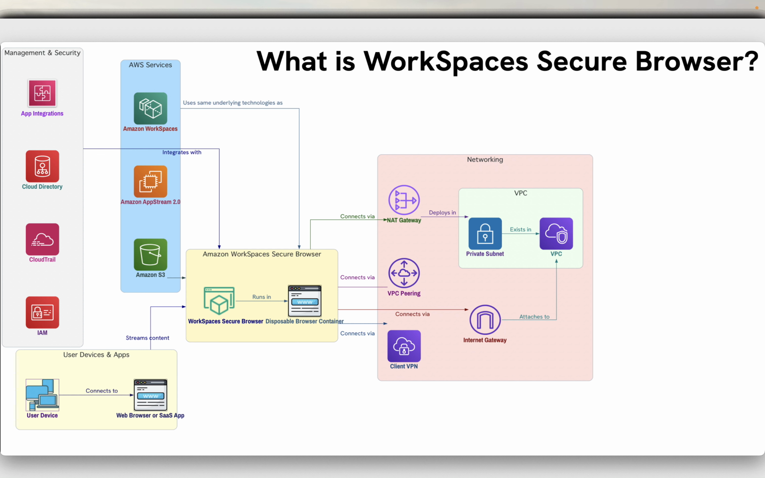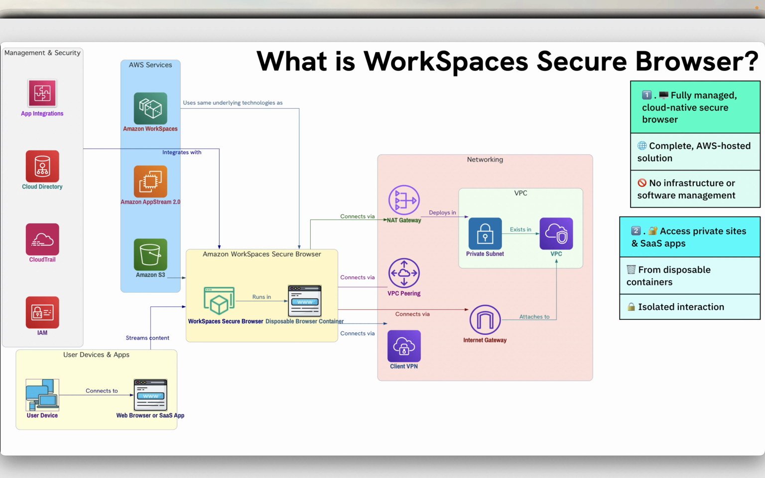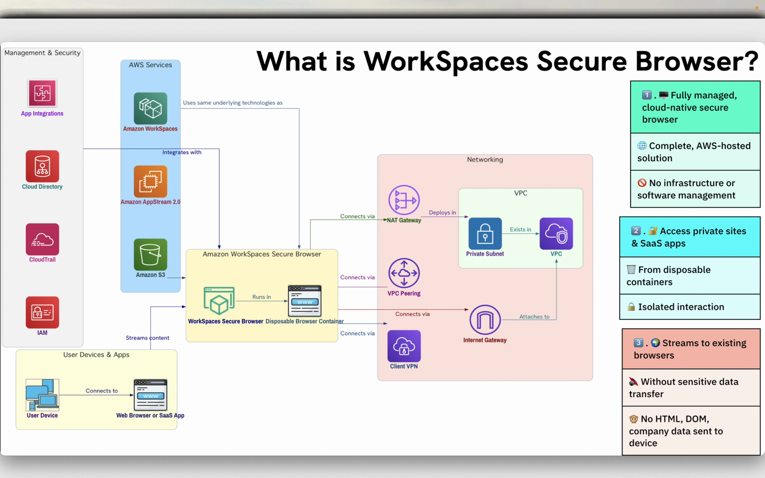So what is WorkSpaces Secure Browser? It's a fully managed cloud-native secure browser. Amazon WorkSpaces Secure Browser is a complete AWS-hosted browser solution that does not require managing infrastructure or software. Users can safely interact with internal sites and software as a service (SaaS) applications through isolated disposable containers in WorkSpaces Secure Browser. WorkSpaces Secure Browser streams content to users' regular web browsers without transmitting sensitive HTML, DOM or company data to the device.